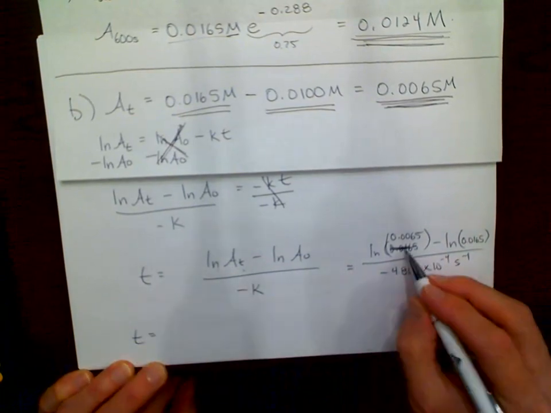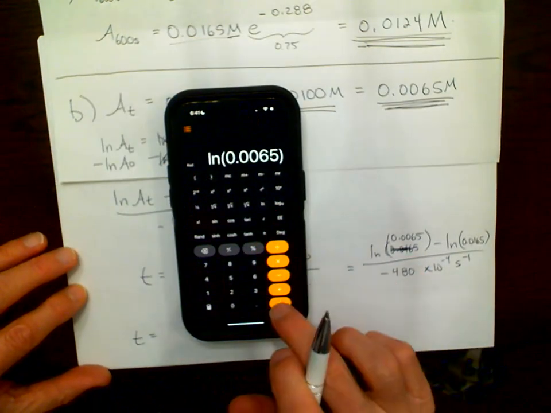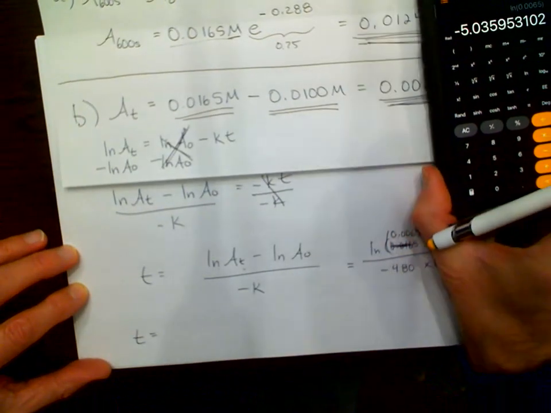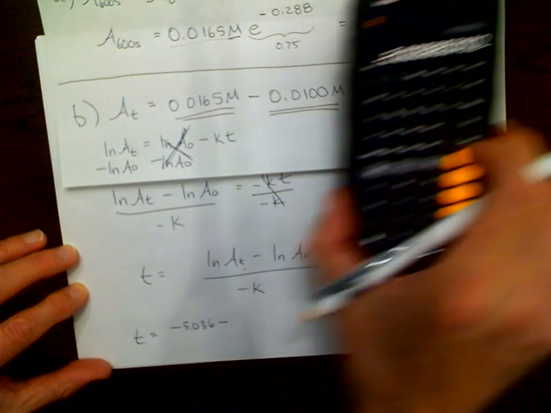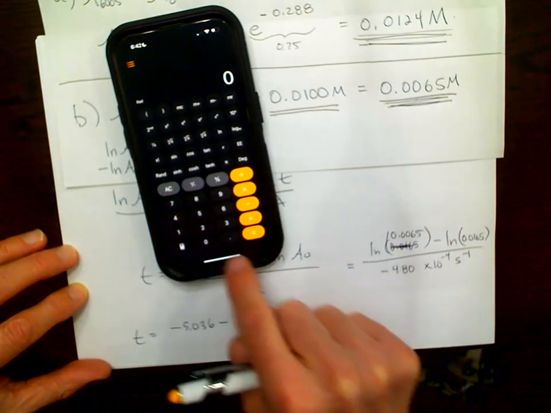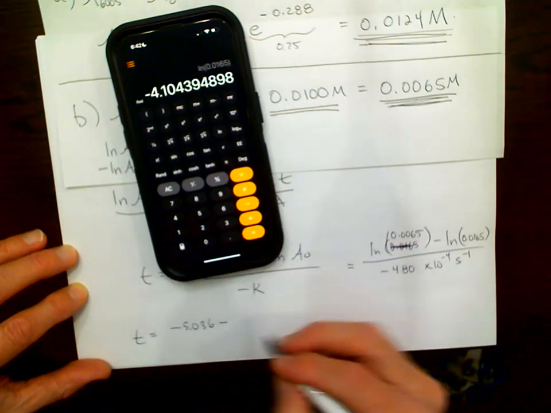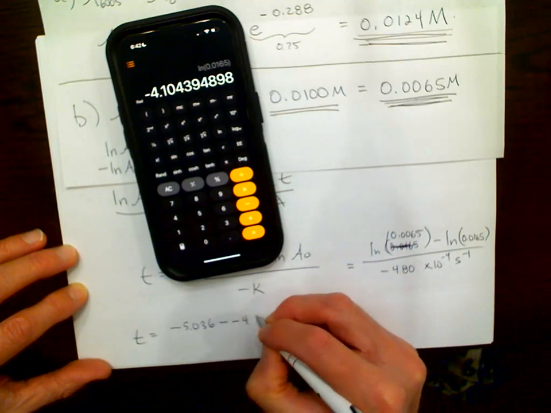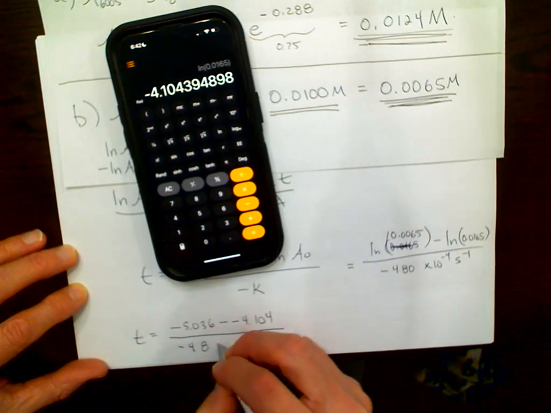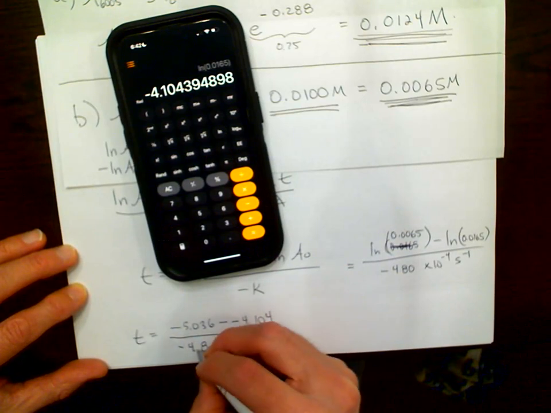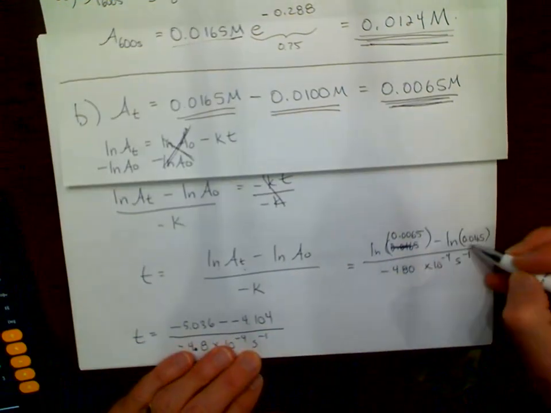So my time is going to be, what's the natural log of 0.0065? Hit the natural log button. Negative 5.036. And I'm going to subtract 0.0165. Hit the natural log of that. So subtract a negative 4.104. And I need to divide that by negative 4.8 times 10 to the negative fourth inverse seconds. These units drop anytime you take the natural log of a unit.